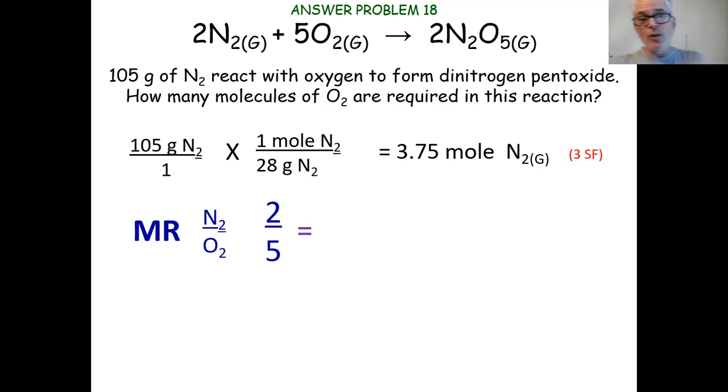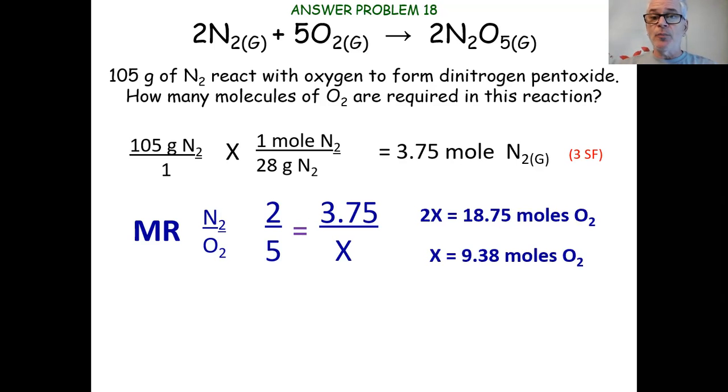But it's a math problem. We don't have 2 moles. We have 3.75 moles of nitrogen. So we put the 3.75 on top divided by x. 2 to 5 is the same as 3.75 is to x. Now we can solve this. It's a proportion. Cross multiply and then divide by 2. And so if we use up 3.75 moles of nitrogen, we're going to need 9.38 moles of oxygen. That's the same proportion. 2 to 5 is equal to 3.75 is to 9.38.